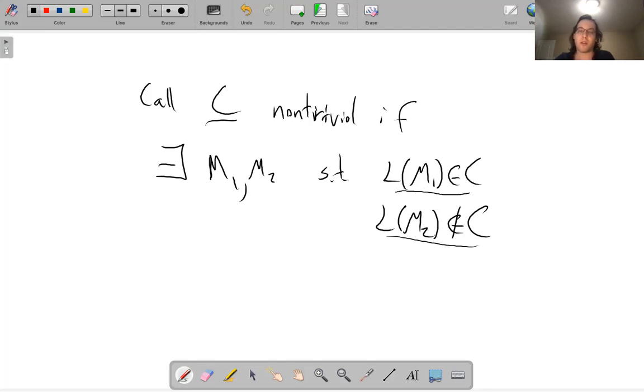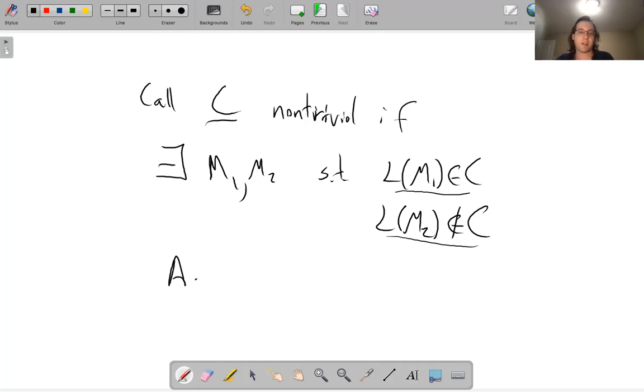So the question of whether, given a description of a program, given a Turing machine, its language is in C, this is a non-trivial question because sometimes it's yes, sometimes it's no. It's silly to ask this question if the answer is yes for every program, and also silly if the answer is no for every program. So we call the class C non-trivial if for some programs the language is in C, and for others the language is not in C.